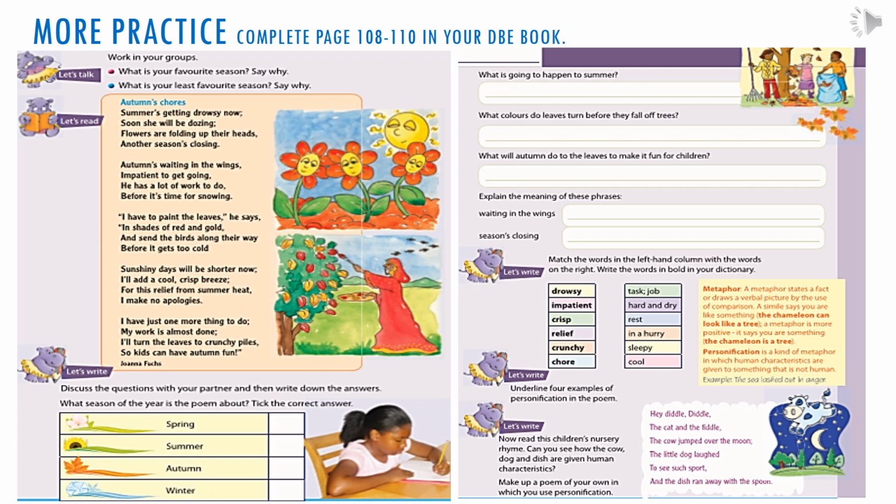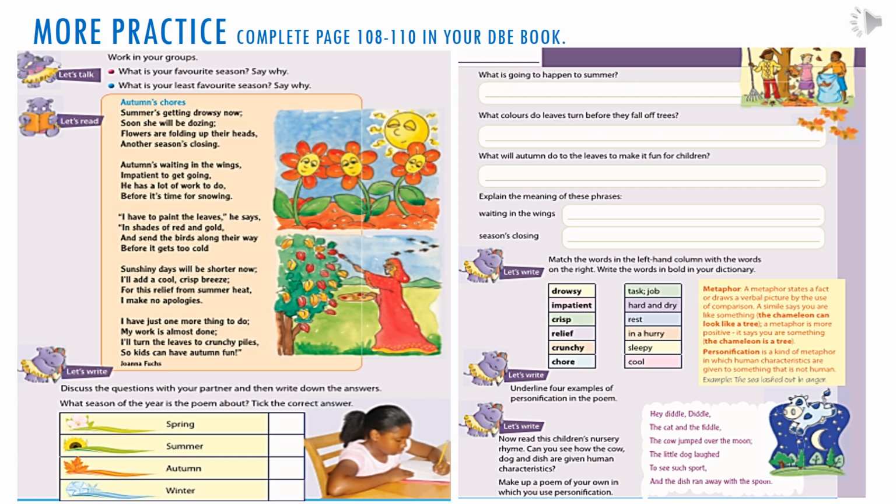Now let's go to the third line in the first stanza. It says, "Flowers are folding up their heads, another season's closing." Underline or say out loud what they are personifying. You needed to underline flowers because flowers are being personified. It sounds like they're going to sleep.